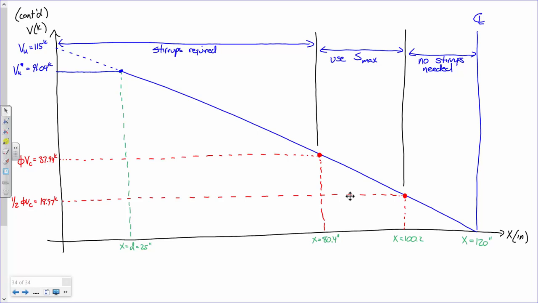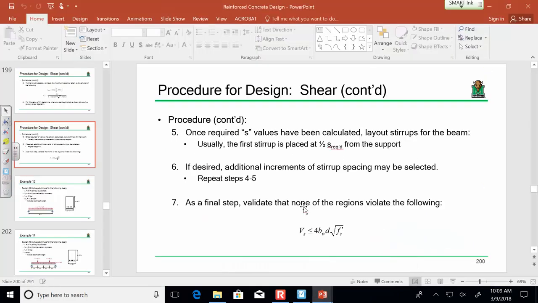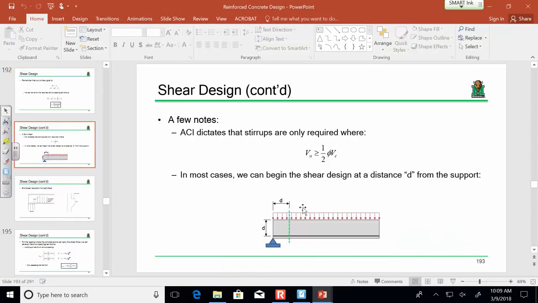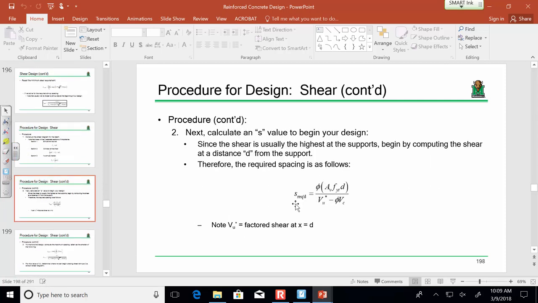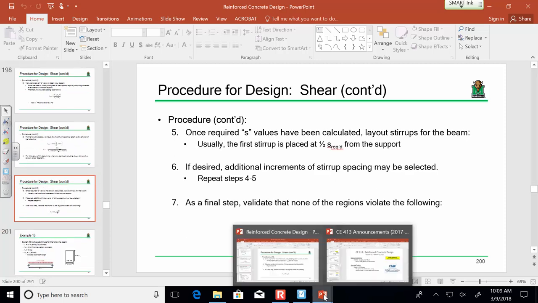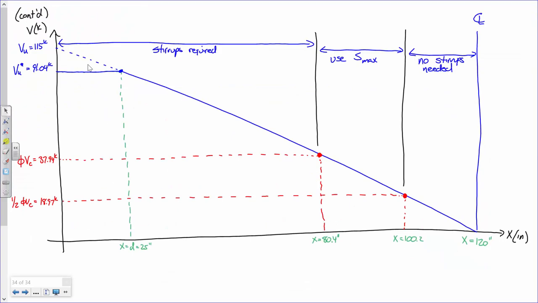What's that? Well, I had discussed that last time, but if you remember, ACI allows you to perform an end reduction where you can start your shears at x equals d. Everybody okay with that? All right. Now, let me be clear. We're in no way, shape, or form done with the example here. All we've got is just a shear diagram. We haven't designed anything, but we need this shear diagram present to understand what's going on.